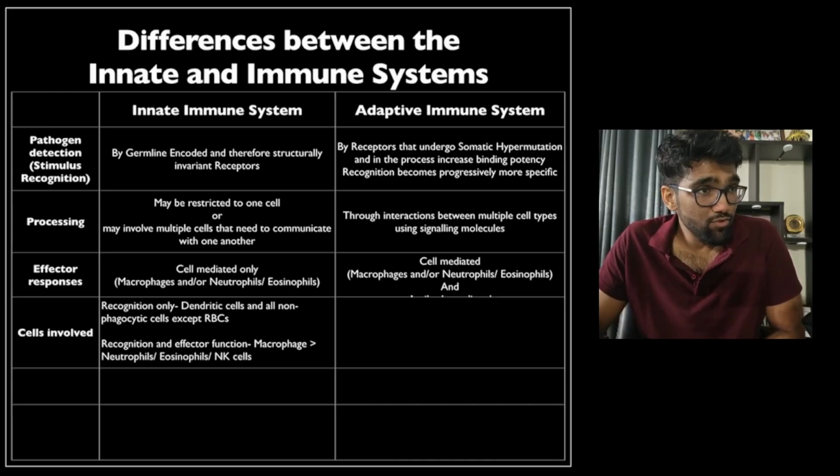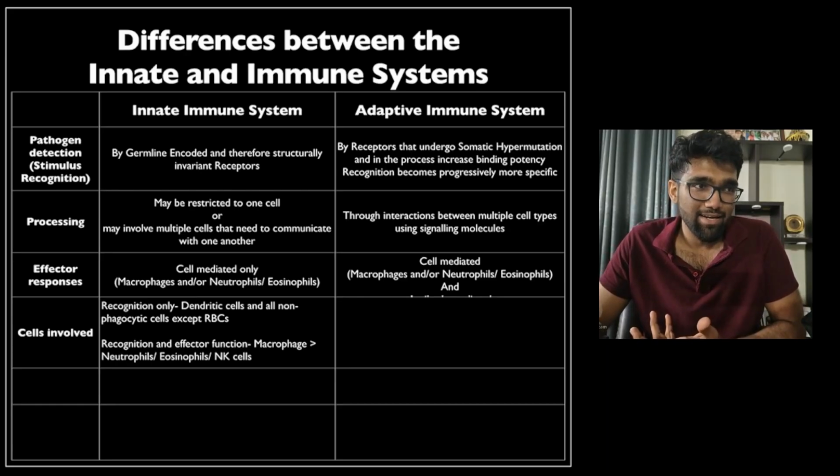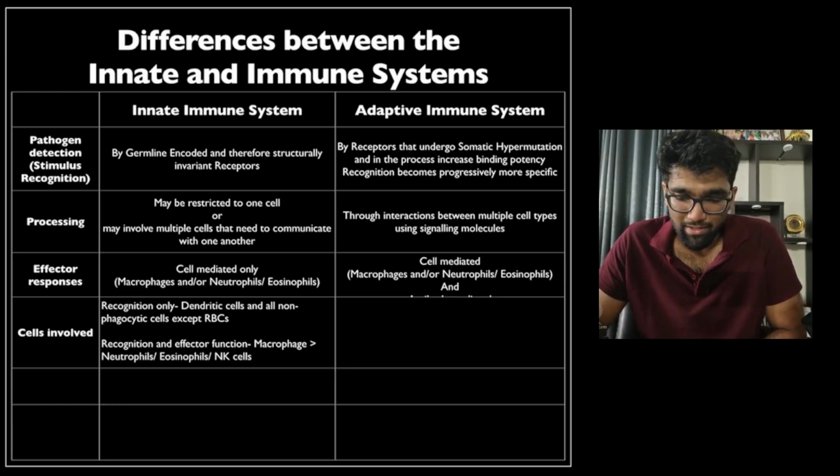So, what are the cells involved in the innate immune system? Basically, these are cells that are involved only in recognition. An example of this is dendritic cells, but essentially all nucleated cells except for RBCs can function as cells that express innate immune receptors. So, the entire human body, as long as the cell is alive. And recognition and effector function is primarily by macrophages, to a lesser extent by neutrophils, eosinophils, and NK cells. NK cells and eosinophils are primarily effector, although they can recognize, they usually recognize better with the help of a macrophage. That is what I mean by that greater than.